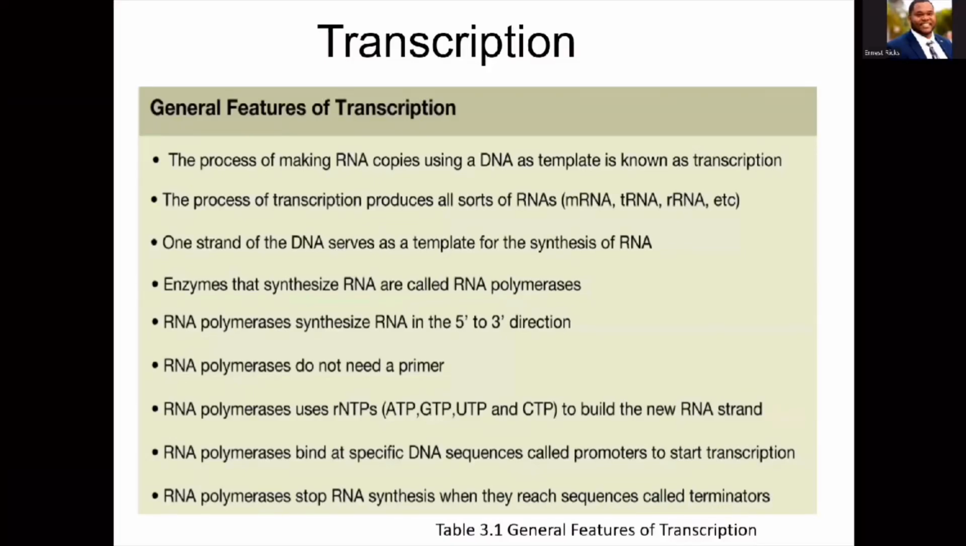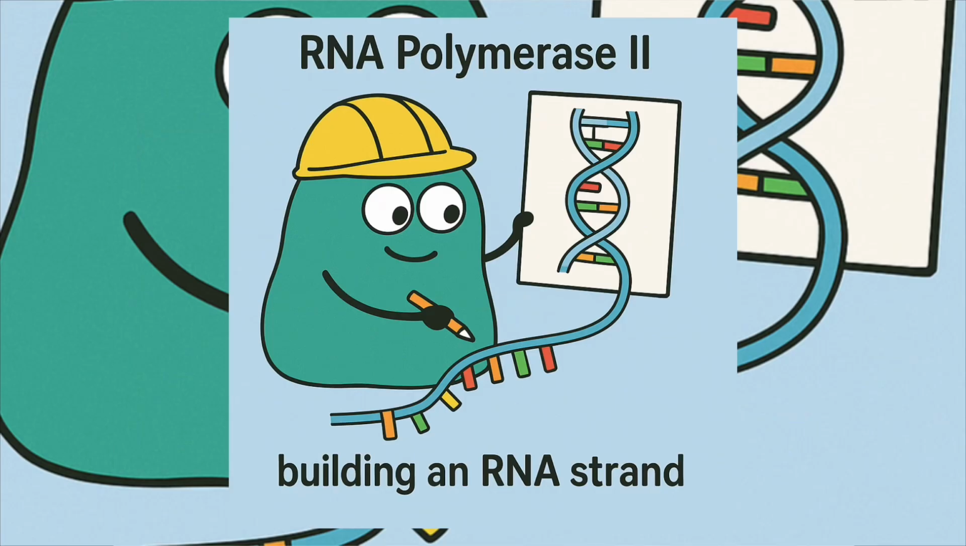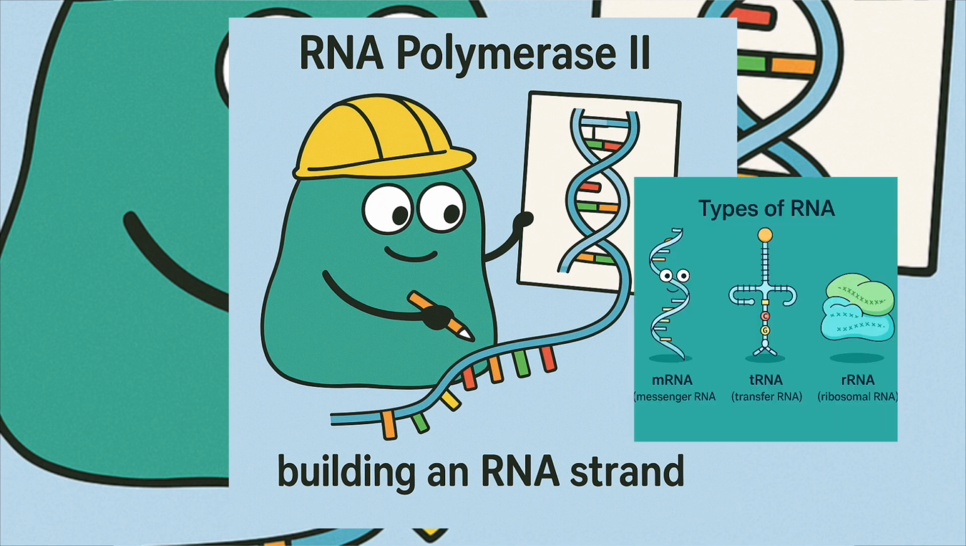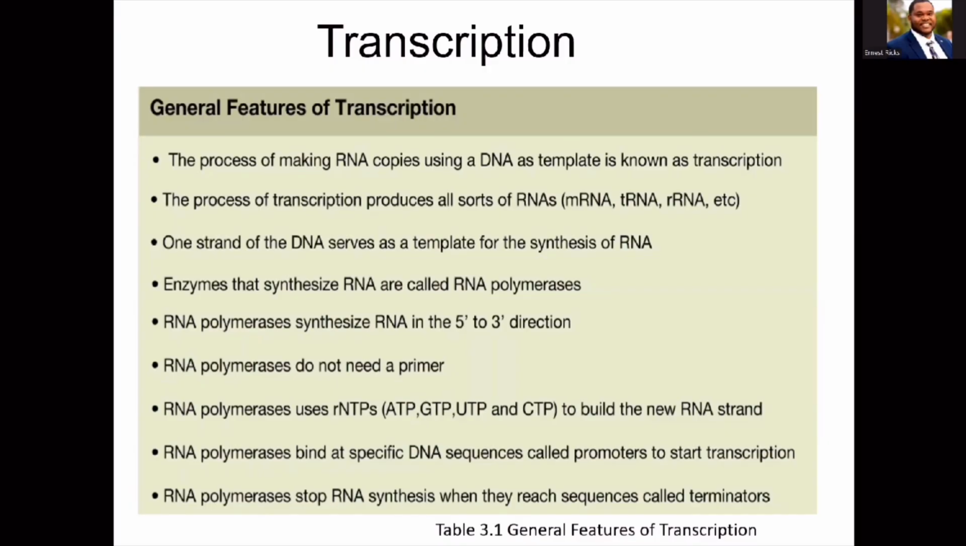The process of transcription is simply making RNA copies from a DNA template. A few key points. It's not just mRNA. So transcription can also produce tRNA, rRNA, and other non-coding RNAs. Only one strand of DNA serves as a template at a given time.